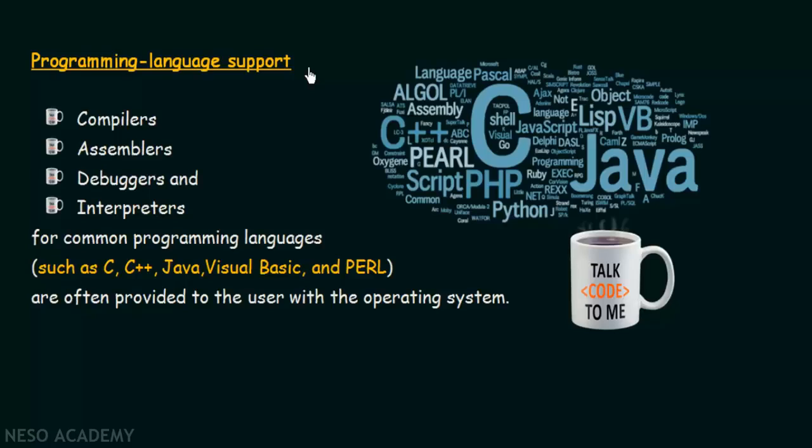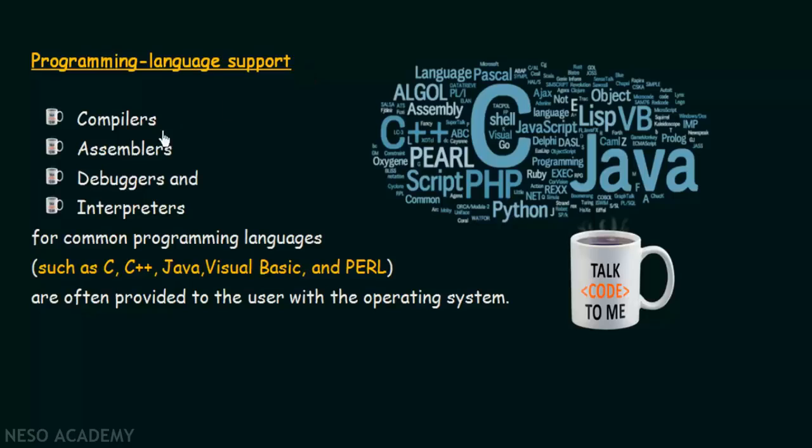Now the next one is programming language support. These are the system programs that provide you with programming language support. There are different programming languages like C, C++, Java, Visual Basic, Perl, and so on. Now your system may have to compile and run programs written in these different languages. So your system must have support for these programming languages, otherwise it will not be able to compile or run these programs. In order to give you this support, there are system programs that help in providing programming language support.